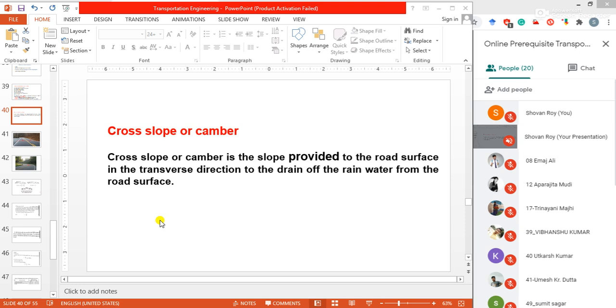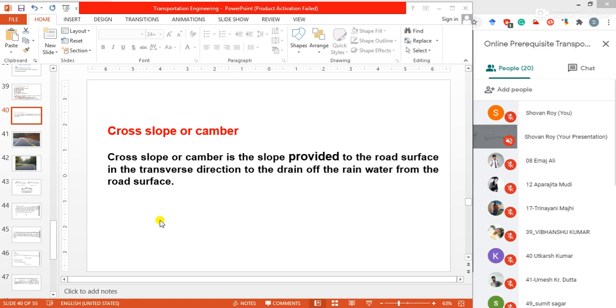What is cross slope or camber? As per definition, the cross slope or camber is the slope provided to the road surface in the transverse direction to drain off the rainwater from the road surface.